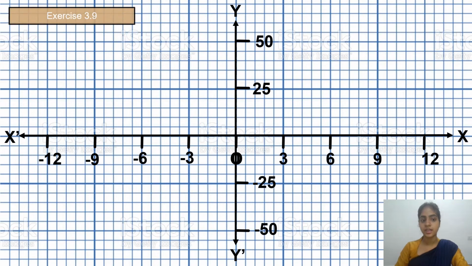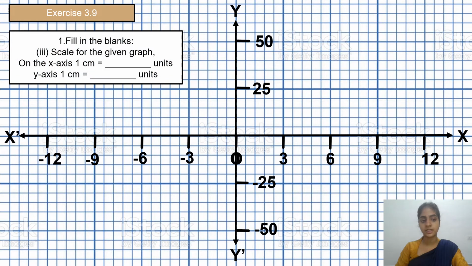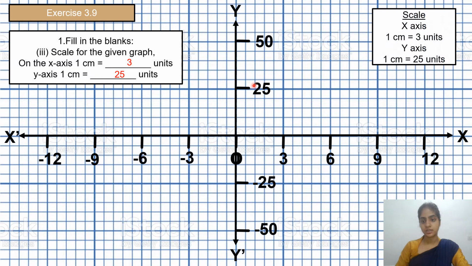Next we have exercise 3.9, question number 1, fill in the blanks. From that we have taken the third subdivision, which is scale for the given graph. On the x-axis it will be 1 centimeter equal to how much. So we check that for the x-axis, 1 centimeter is given to be 3. So we get x-axis 1 centimeter equal to 3 units. And then for the y-axis, 1 centimeter is 25 units. So scale is x-axis 1 centimeter is equal to 3 units and y-axis 1 centimeter equal to 25 units.